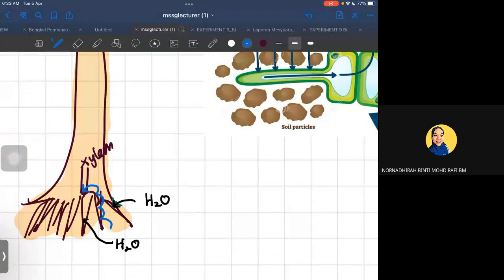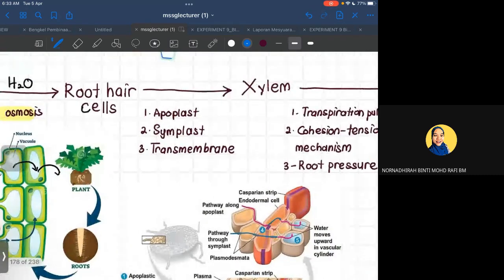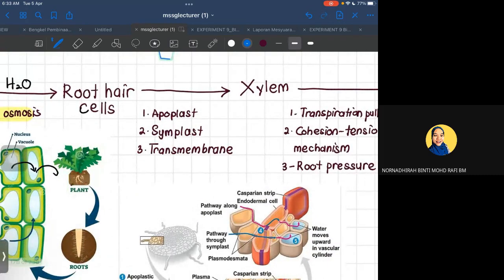So basically we know that the xylem is involved in transporting water, and the position of the xylem is at the middle of the pokok, tengah-tengah tu. Okay, so how is water moved from root hair cells into xylem? There are three pathways. First one is apoplast pathway, second one is symplast pathway, and the third one is transmembrane pathway. What I explain now is just the overview. After this we are going to cover apoplast, symplast and transmembrane pathway.